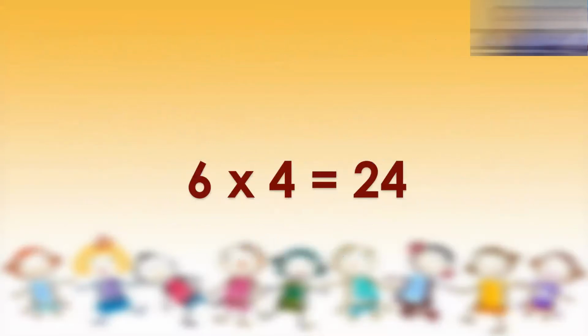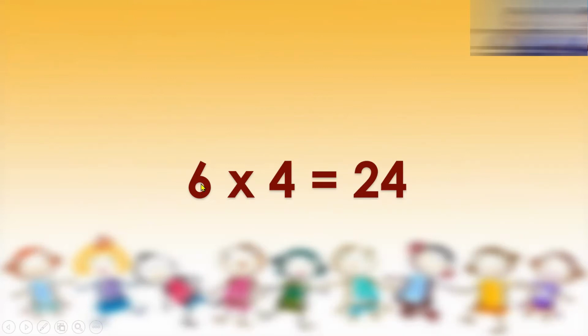So, in this example, what is the multiple? 24. Because we said that the multiple of the number is the product. And in this number sentence, 24 is the product. This is the product of 6 and 4. So therefore, 24 is the multiple.